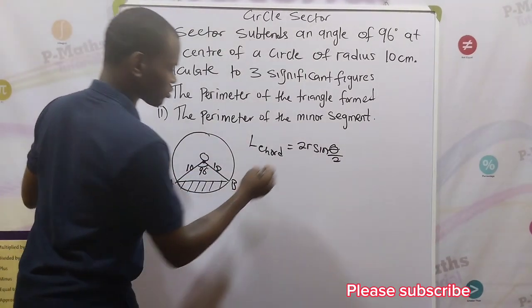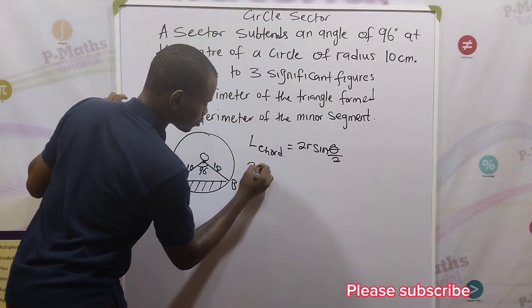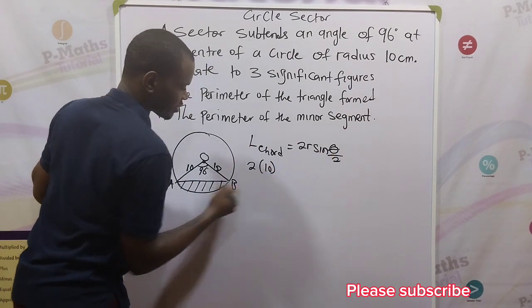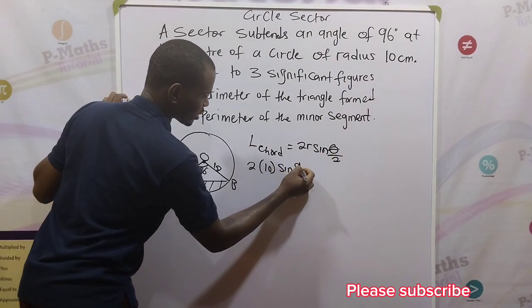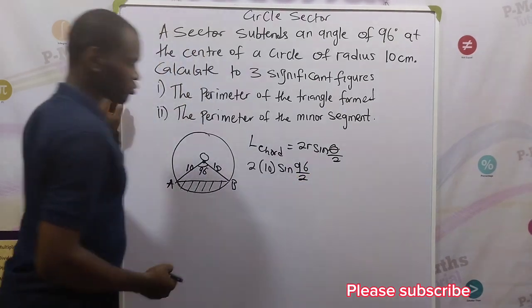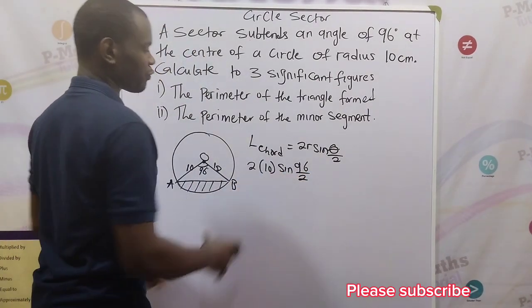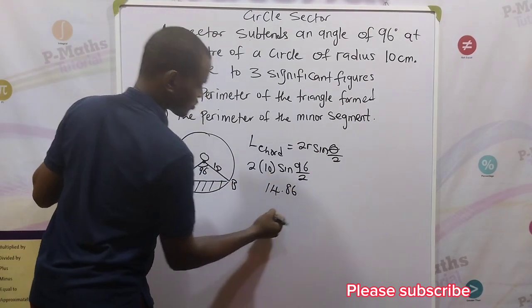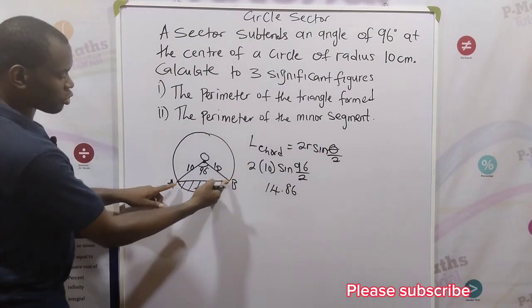Now let's substitute. That means we are going to have 2. Our radius is 10. Theta is 96. So we have sine 96 over 2. Then press your calculator very well. You will have 14.86. We found the length of this chord.